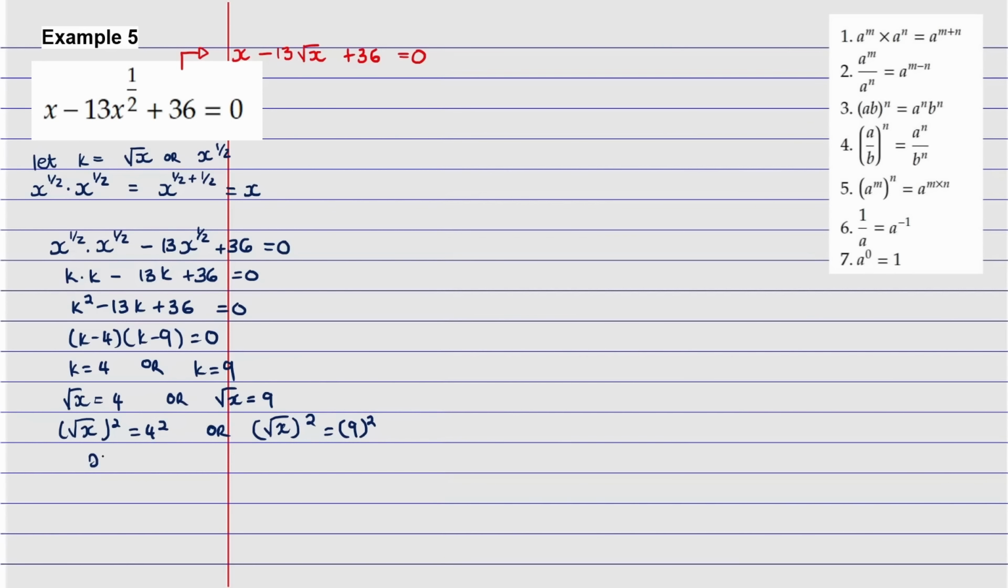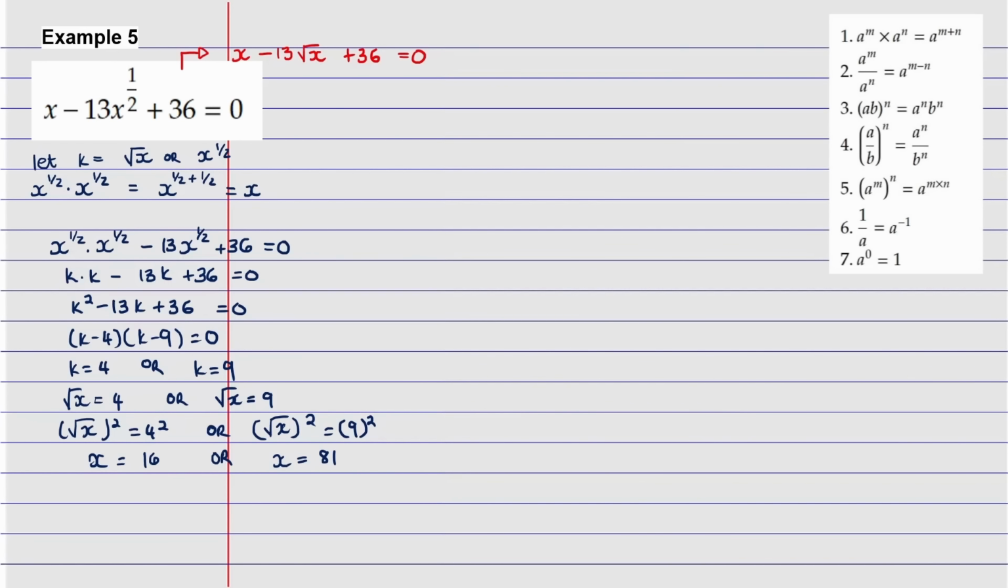So here x is going to be equal to 4 squared, which gives me 16. Or here it's going to be 9 all squared, which gives me x is equal to 81. So x is going to be 16, or x is going to be equal to 81.